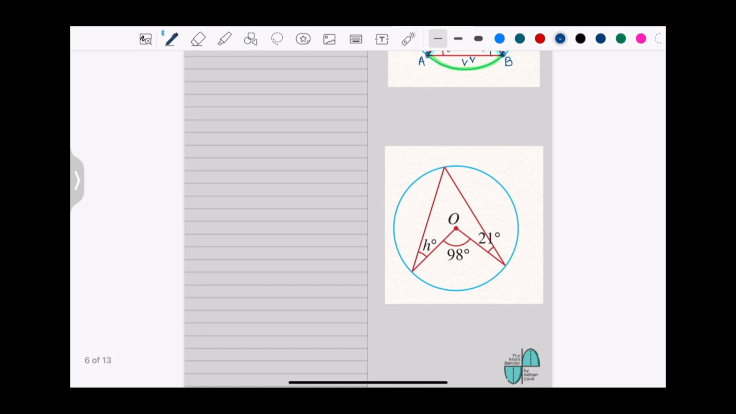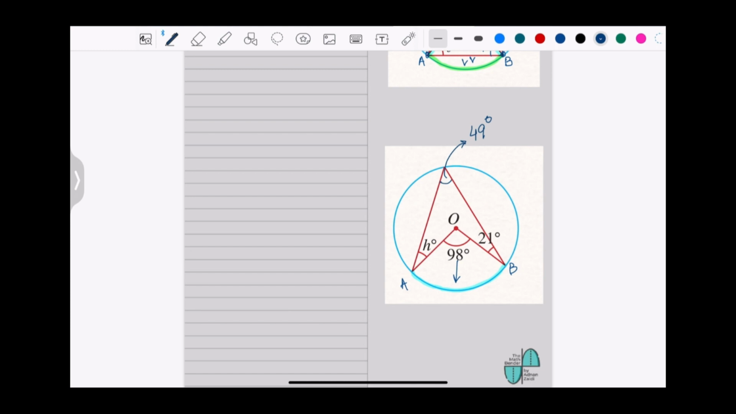Now let's look at this one. The first step, highlight the arc. So this is the arc that I'm talking about. At the center, it's making an angle of 98. These are the 2 points, point A and point B. And at the circumference is half of it. So I can say that this angle is going to be half of 98, or 49 degrees, by using theorem number 2 we just talked about.